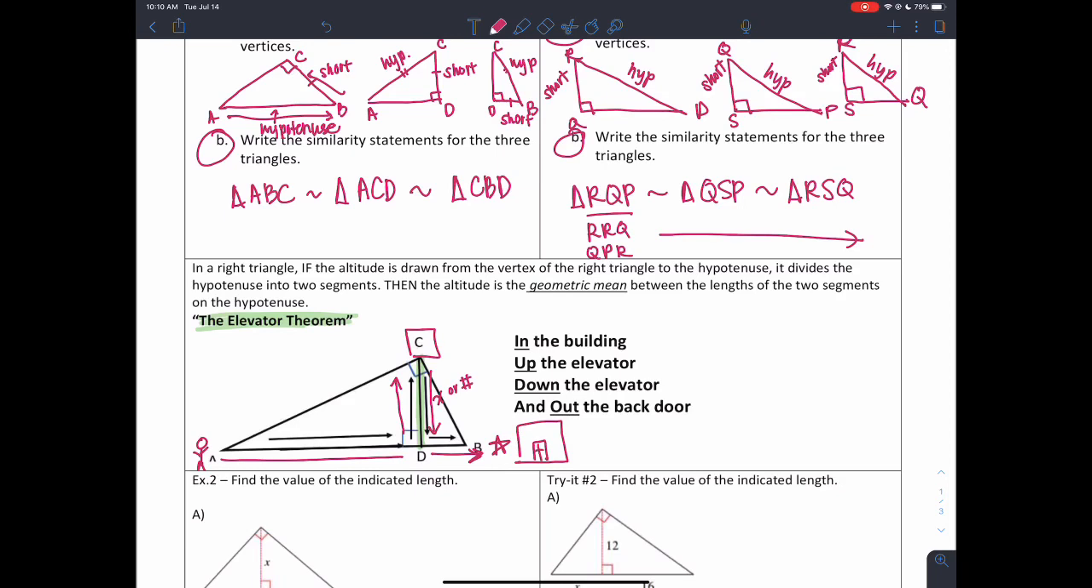Okay, so how does this relate to our similar triangles? Well, if we go in the building, this will be the numerator of our first ratio. Then we go up the elevator, and this should equal us going down the elevator and then out the back door.